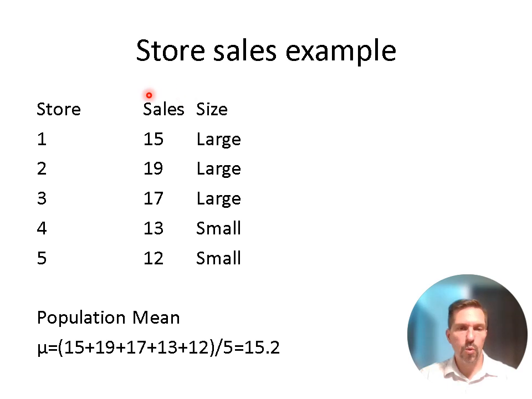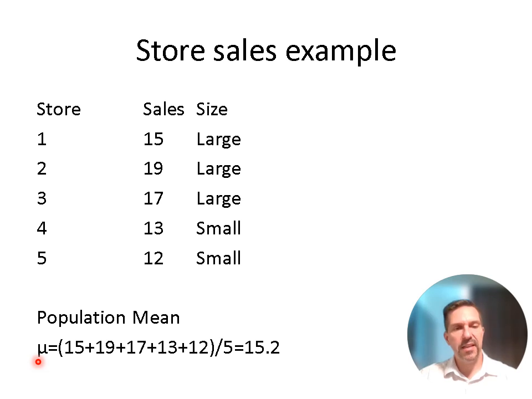Now, let's say that we are interested in sales, okay, or revenue. You can call this revenue if you want. Now, in this case, we have a rare situation. We know all the data for the entire population. So this is a census. You can think about it like that, right? A census of the retail stores that I'm interested in, my population of interest.